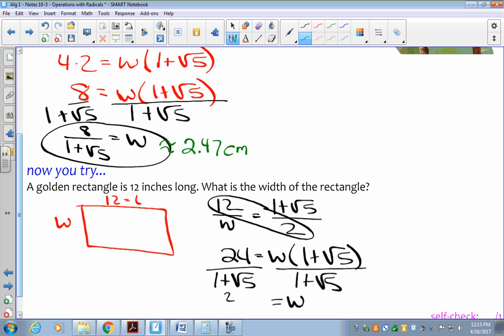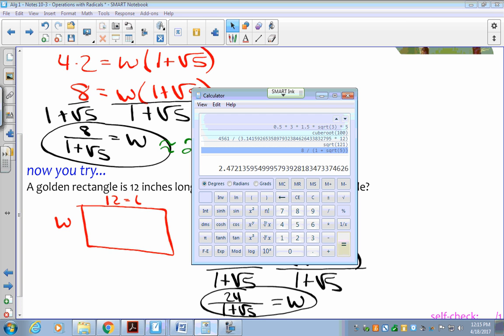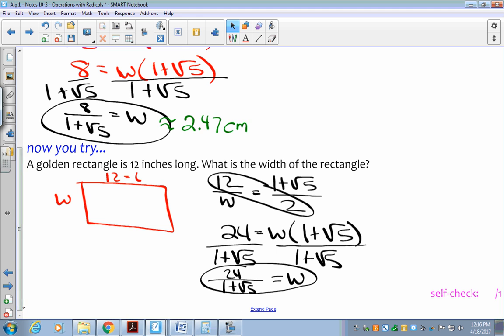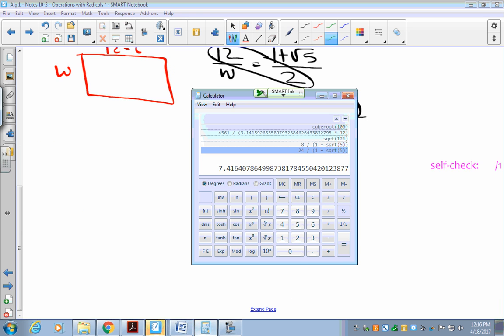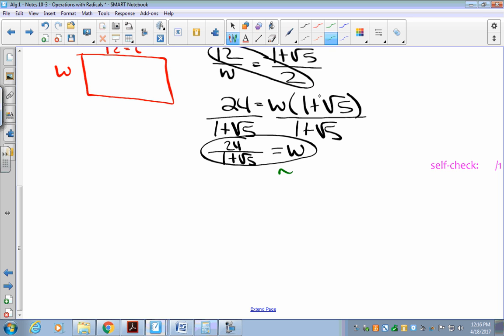So W is equal to 24 over 1 plus the square root of 5. Or you can grab a calculator and go 24 divided by parenthesis 1 plus the square root of 5. And that's about 7.4 inches.